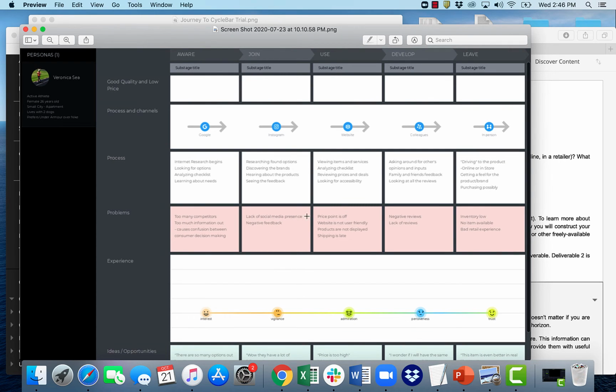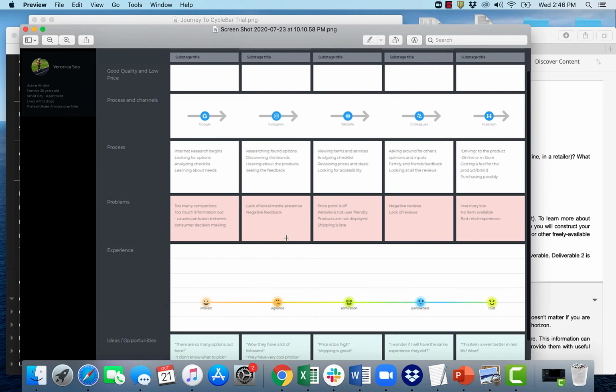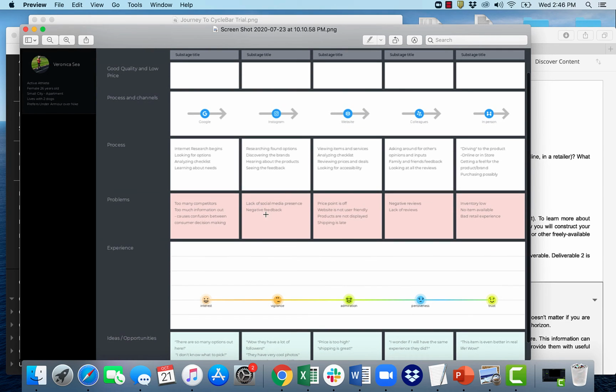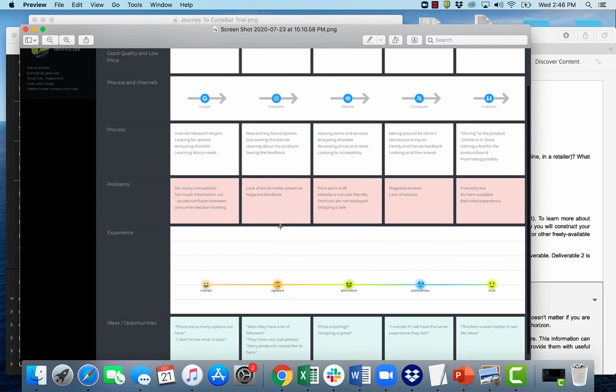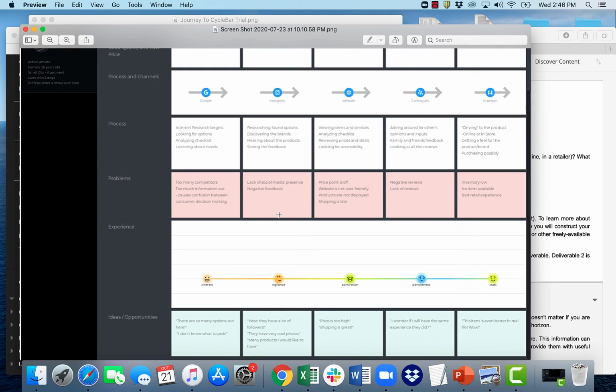All right, so also here, problems. Lack of social media presence. Okay, so that's a good problem, but we could make it more specific, right? So maybe this persona looks on her favorite social media sites like Instagram and doesn't see them there. Negative feedback. What does that mean? So you could be more specific about that. So with negative feedback, that could mean it was too expensive, or other consumers didn't derive value from it, or just again, specificity is key here.